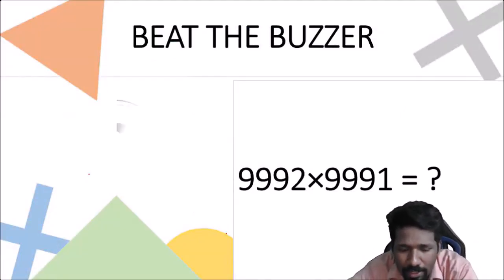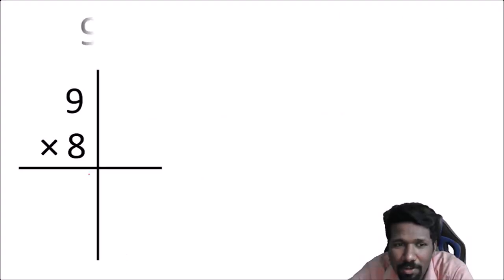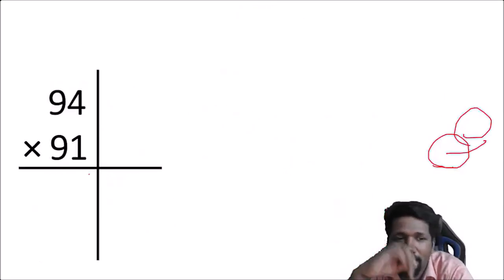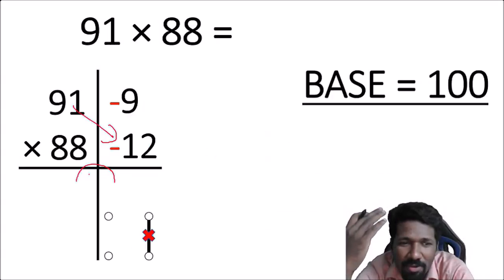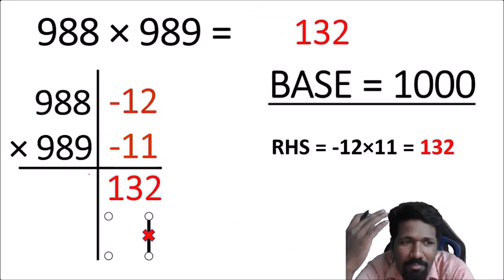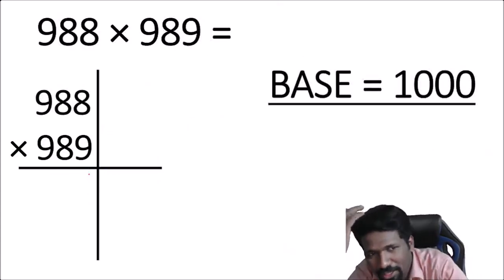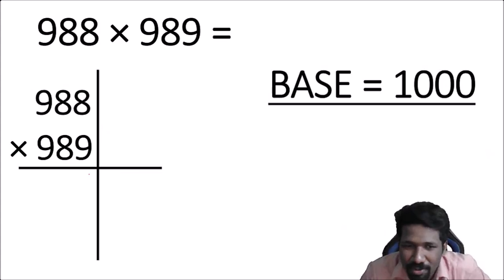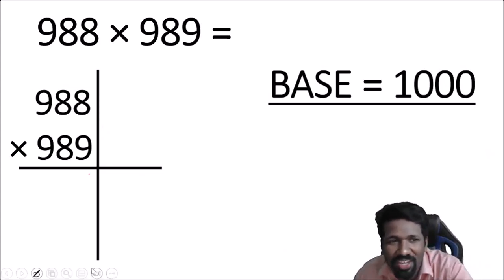So now, is it limited to only near to 100? No, you can do it for near to 1000 also, near to 10,000, near to 1 lakh, near to 1 crore, near to any power of 10. For example, if it is 988 into 989, all of you make a try. As I told, let us not spoon feed you. Let us understand the concept first. Just what you learn now for numbers near to 100, apply it to near to 1000. That is a clue I can give you.